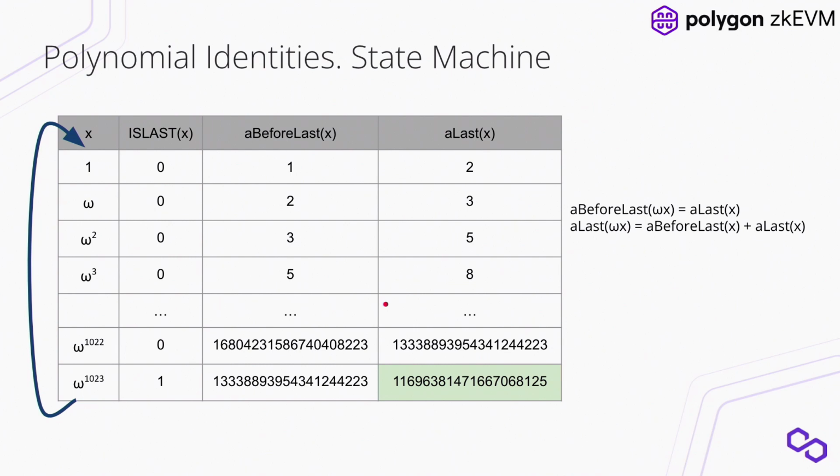When we put this at the polynomial level, before last, this state variable, will be a polynomial. Each evaluation will be a different state, like going from one clock to another clock. And this is just the evaluation, where here it is 1, W, W squared, W cubed, and so on. These W are the roots of unity. This is a subgroup that works very well for that.